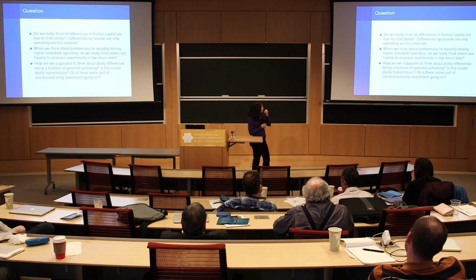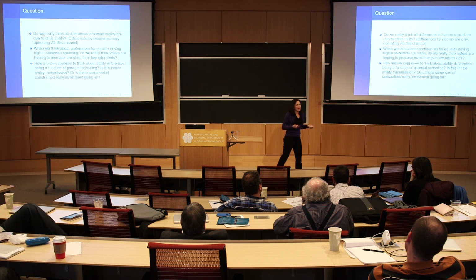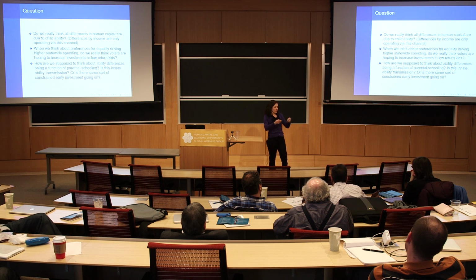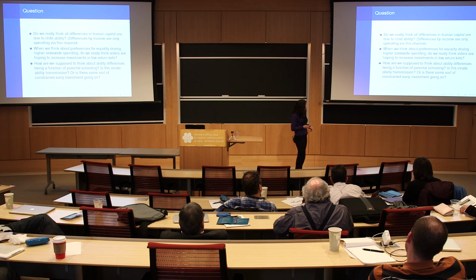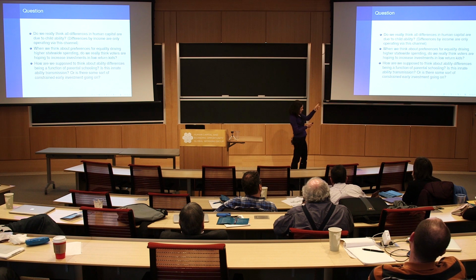So then my question is, do we really think all the differences in human capital are due to child ability? They're not coming from income directly here. When we think about preferences for equality driving higher statewide spending, so I care about people who live in the poorer part of town, do I care about those kids because I think they're low ability and we should invest in them, or do I care about them because I think there's something else going on, that they're not getting the appropriate investments? And then if we think about this channel in the model about how ability differences depend on parental schooling, do we want to think about this as an innate ability transmission, or is there some earlier period that's happening?